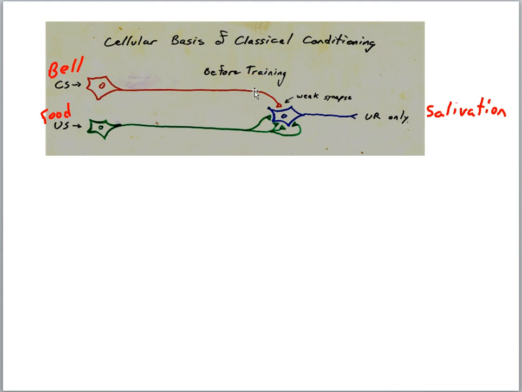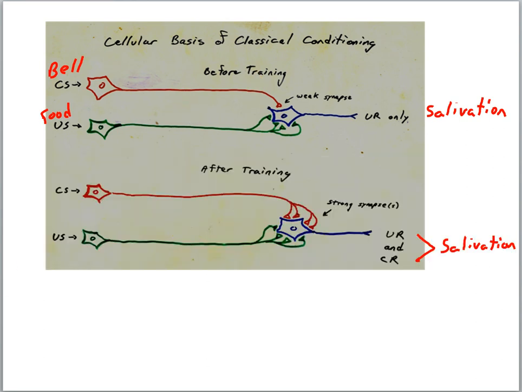However, as we train bell, food, bell, food, bell, food, we go through the repeated pairing of the bell and the food. Then, after the training, we have a situation like this. The bell pathway has strengthened. We have more synapses here, for example. So now the bell alone is sufficient to drive the target cell to threshold, and we'll get salivation with just the bell. So by repeatedly pairing the bell and the food, we've created conditions to strengthen the weak pathway.